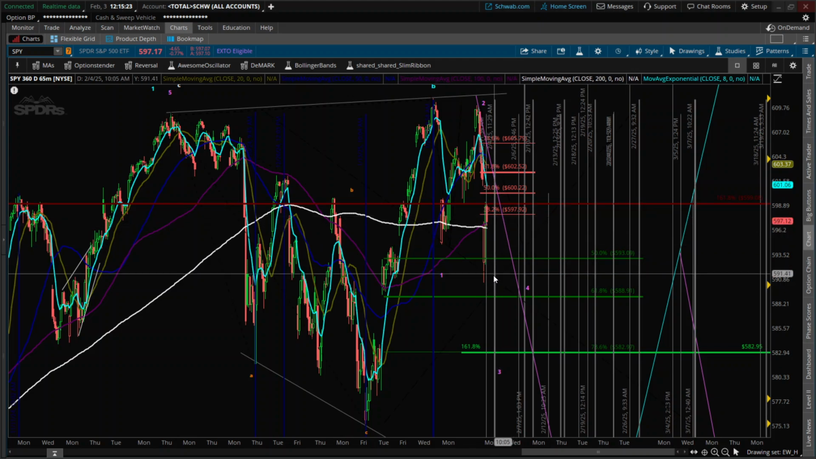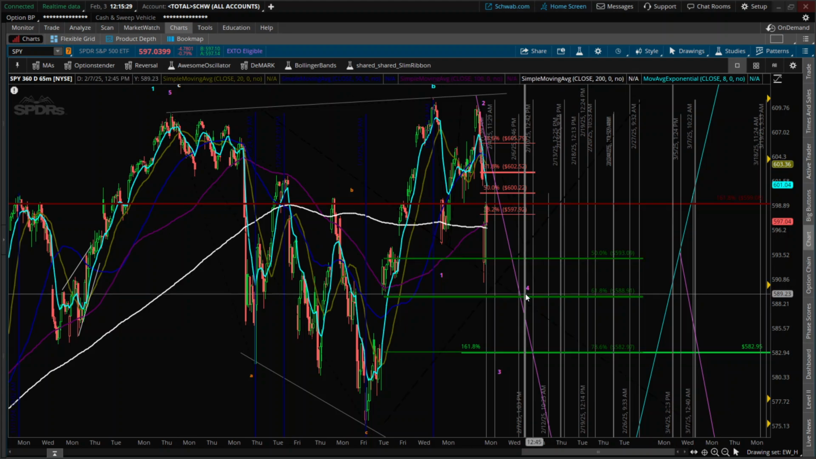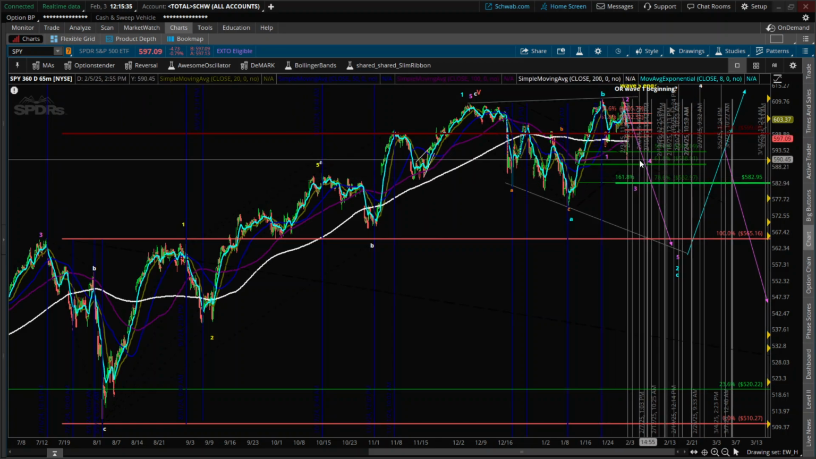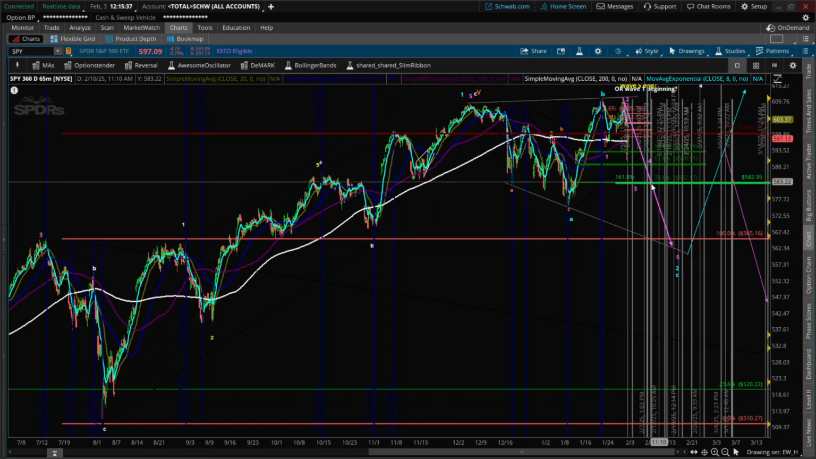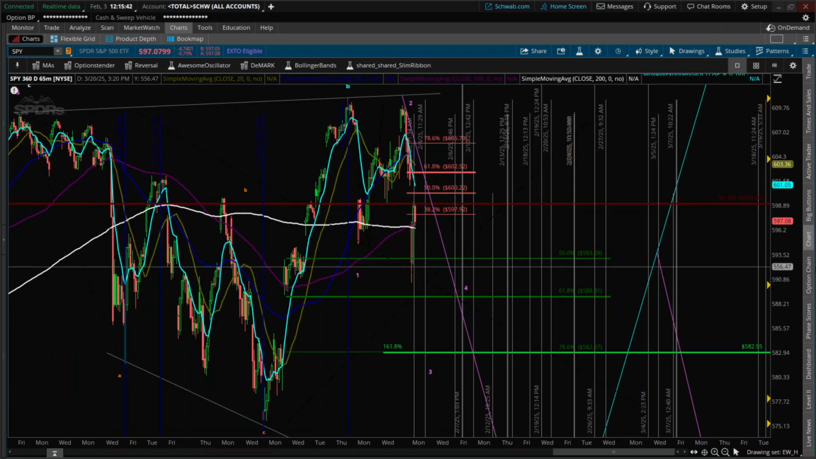Now, if we break down from this zone that we're talking about, this kind of changes things a little bit for the bulls. I think things started to break down. You have this trend line that I was talking about on the daily, and we start to break down to here. Now, this is what I'm putting out there right now.